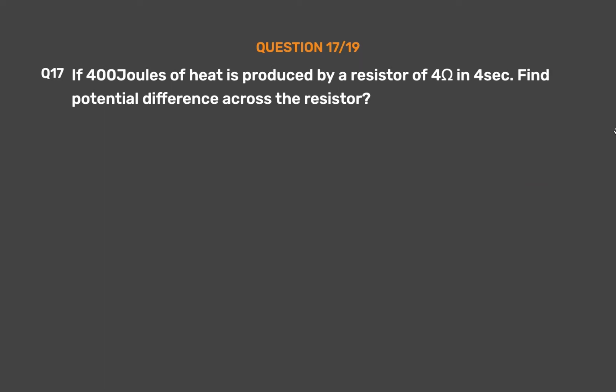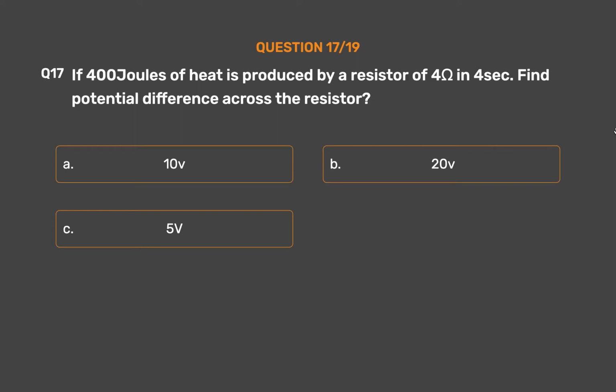Question number 17. If 400 joules of heat is produced by a resistor of 4 ohms in 4 seconds, find the potential difference across the resistor. Option A, 10 V. Option B, 20 V. Option C, 5 volts. Option D, 15 volts.